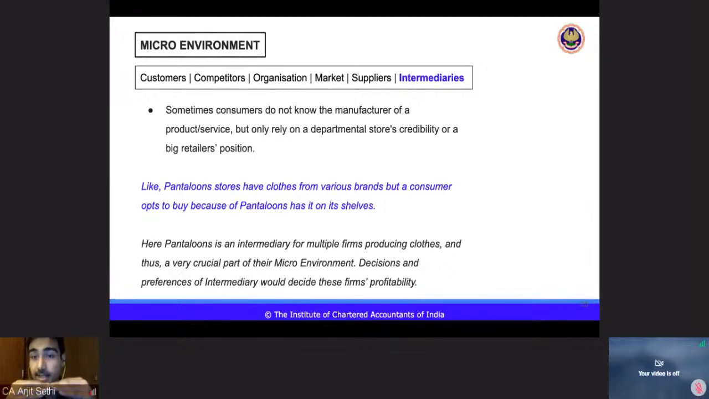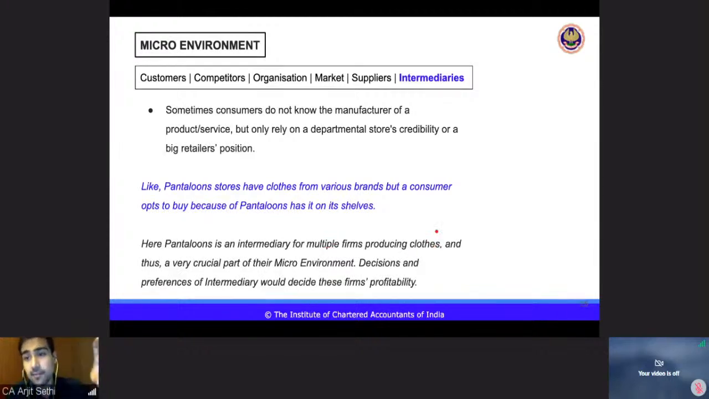They are intermediaries, right? Just like we discussed, sometimes consumers do not know the manufacturer of the product, but they rely on the departmental store's credibility or the big retailer's position. We are more concerned with going to Big Bazaar because they will have good products, or going to D Mart because they will have different options for us, right? So it is better to go to them instead of going to a particular shop or a particular product itself. I gave you the example of Pantaloons. Here, Pantaloons is the intermediary for multiple firms producing clothes, right?